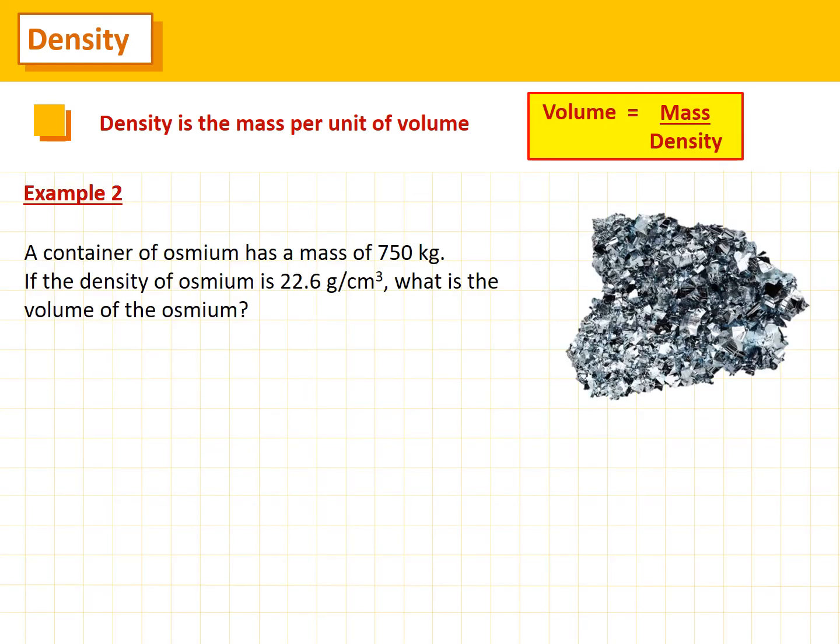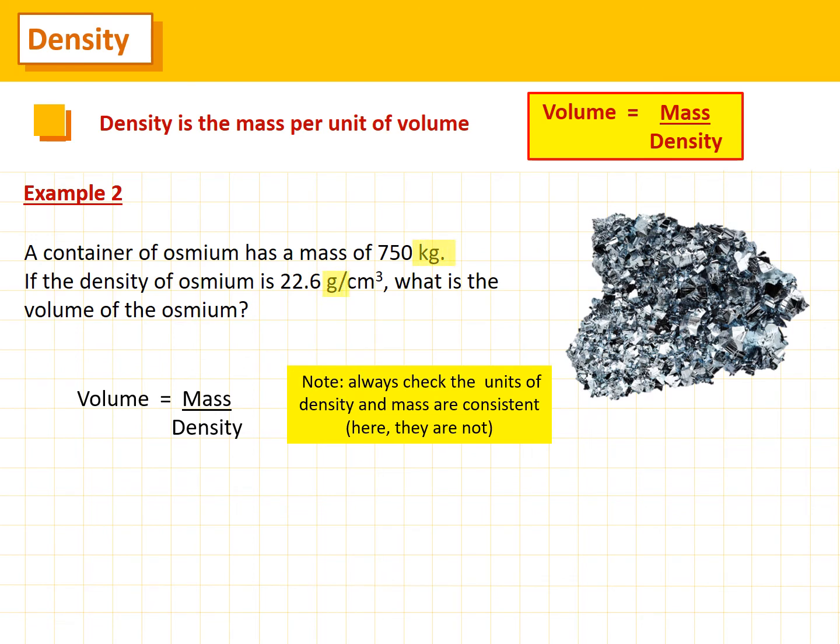In this example, we have 750 kilograms of osmium, and we know its density because we worked that out in a previous example, 22.6 grams per cubic centimetre. So what is the volume of osmium that we have? Well, volume equals mass divided by density.